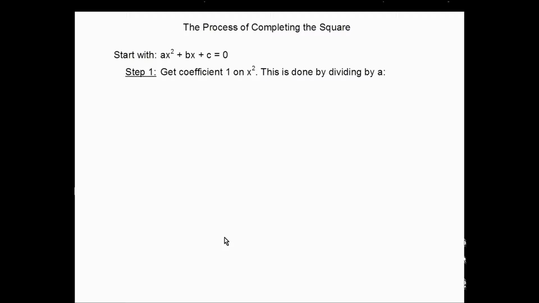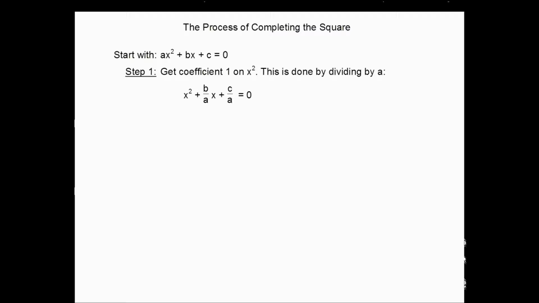Step 1. Get coefficient 1 on x squared. This is done by dividing by a. Notice, this kind of violates what we do in solving equations. Our first step is to clear fractions. Notice this first step is to create fractions. So I'm going to divide everybody by a. I'm going to have x squared plus b over a x plus c over a equals 0. Okay, notice I got fractions right away.